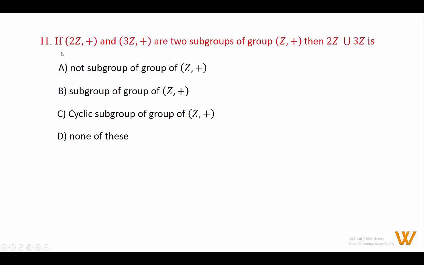11. 2Z under plus and 3Z under plus are two subgroups of the group Z plus, the set of integers under addition. Then 2Z union 3Z is not a subgroup of the group Z plus. The answer is option A, not a subgroup of the group Z plus.